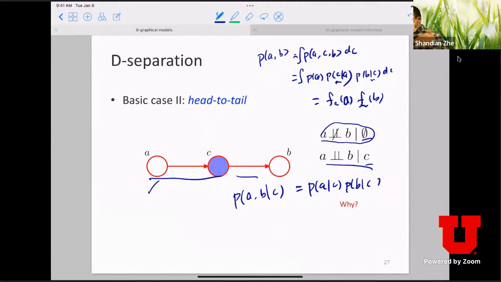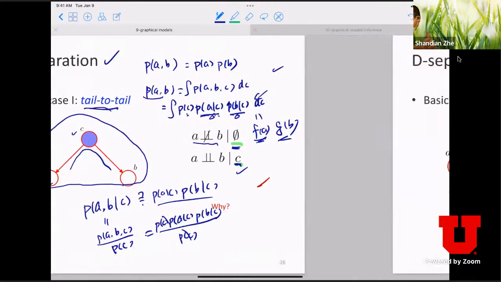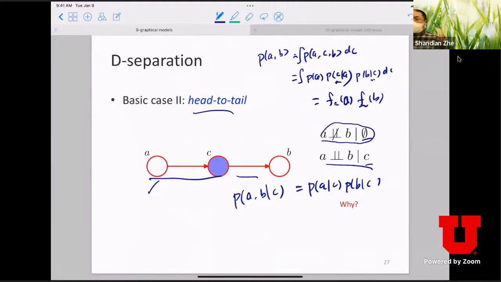So here's the difference. For the first two cases, tail-to-tail and head-to-tail, once C is observed and conditioned on, then A and B are independent.